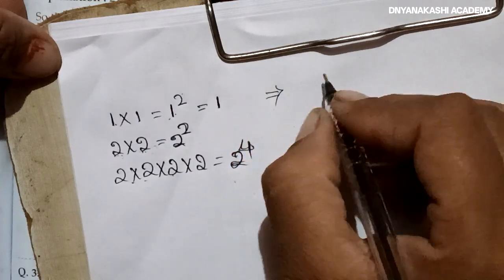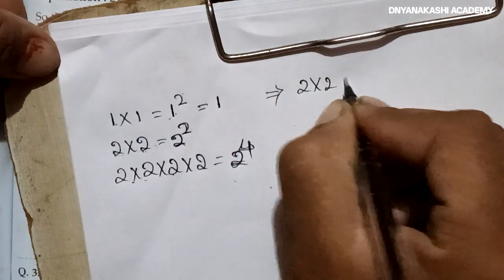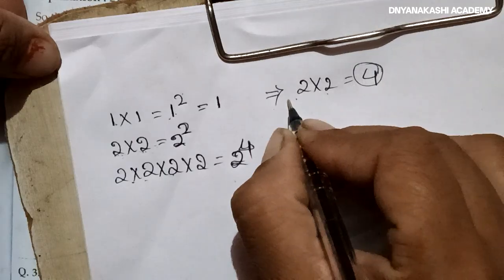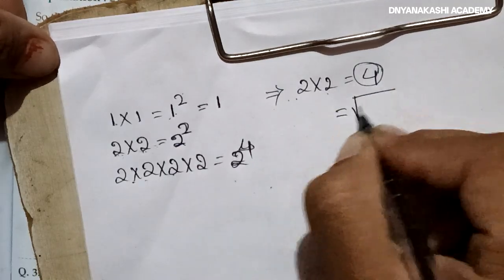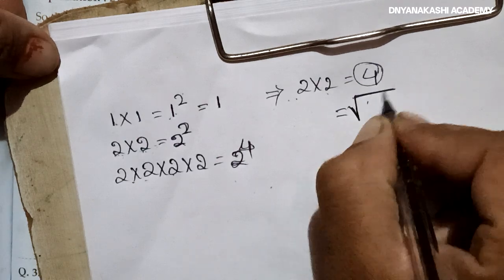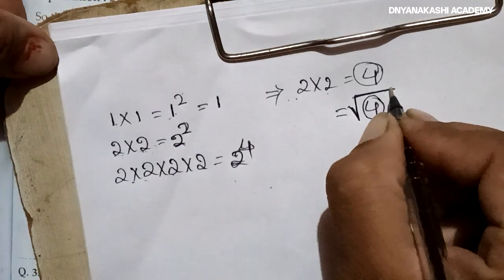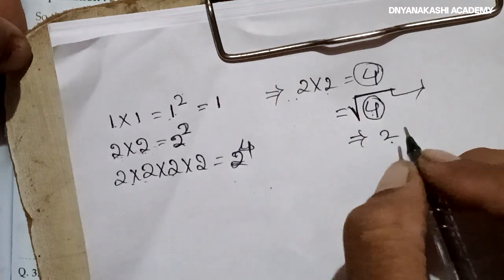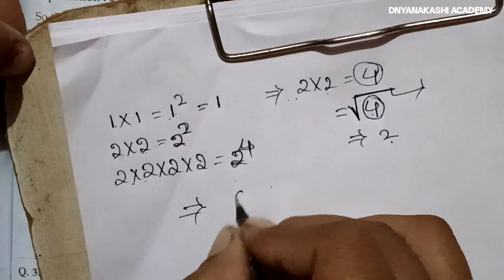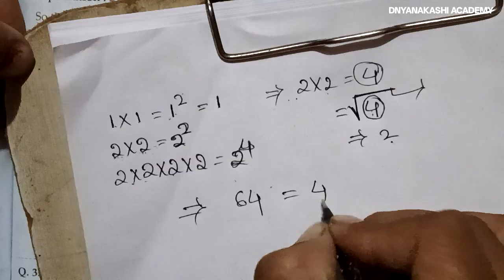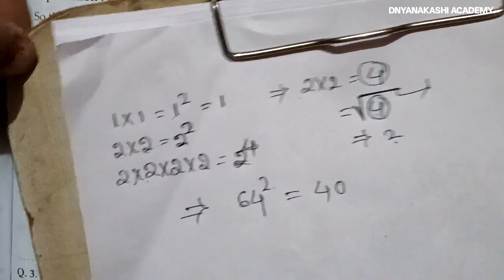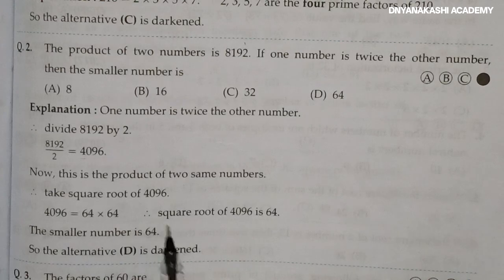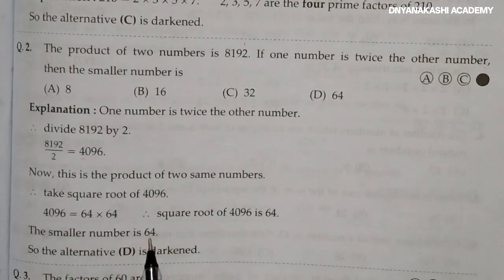Now we are discussing square root. 2 into 2 is how much? 4. And 4 is the square of 2. Suppose I take the square root symbol, the square root of 4 is 2. That's why we consider it. In this second question, the square root of 4096 is 64. The smaller number is 64. That is the answer.